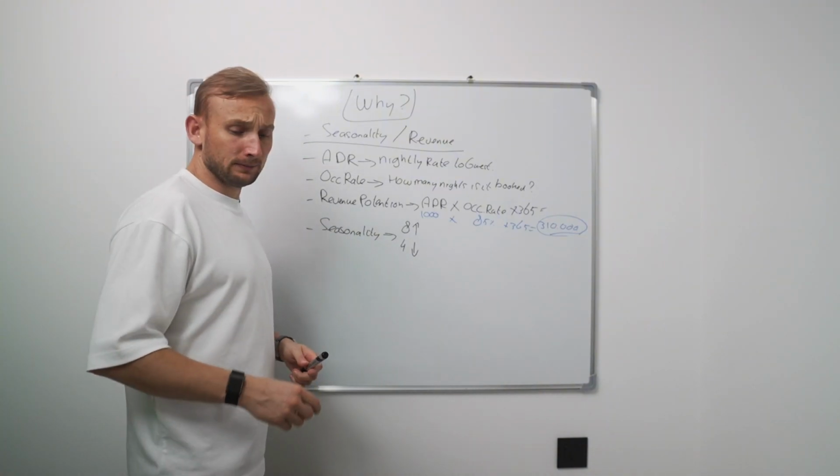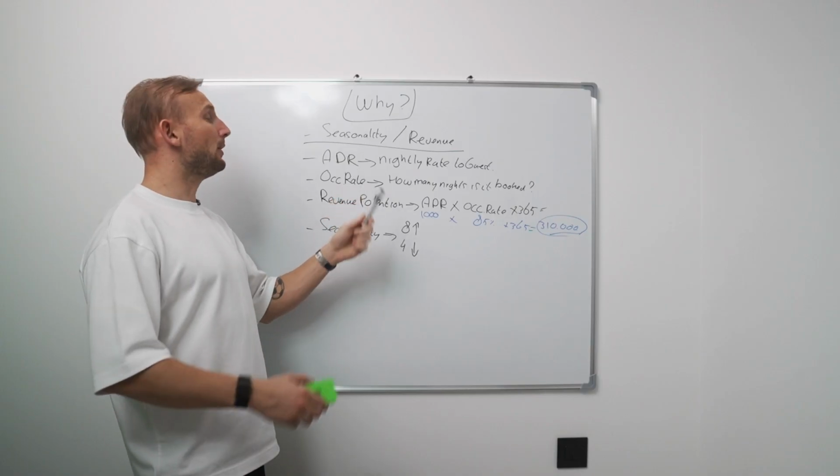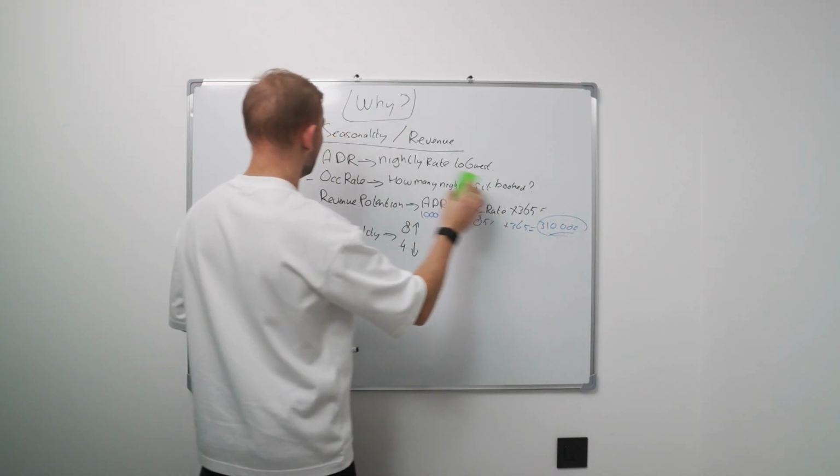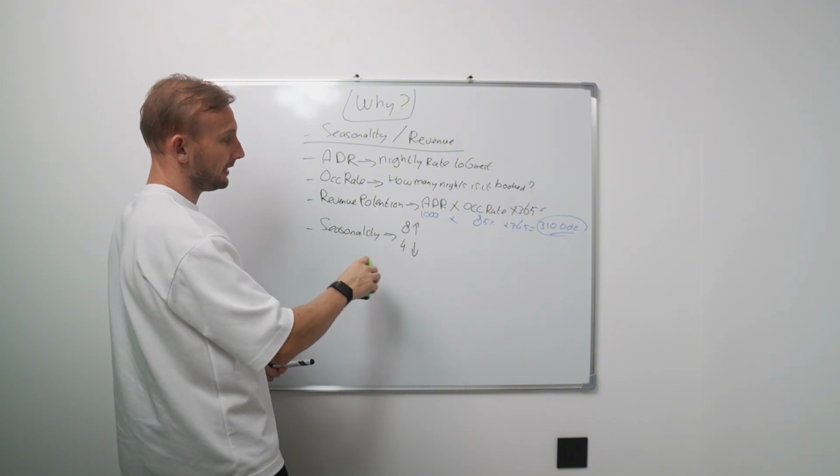That's about the seasonality. But what I will explain as well are the ADRs. How can you understand ADRs, occupancy rate, revenue potential and seasonality in graphs?